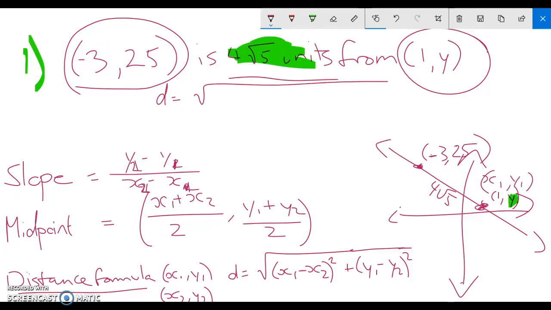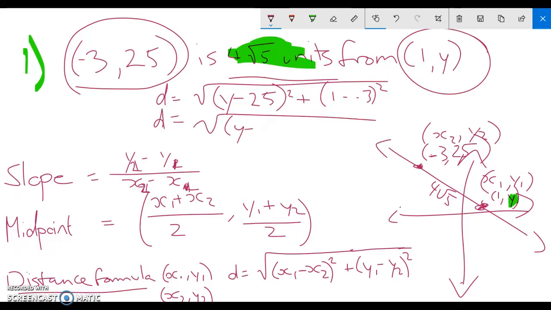Our distance is going to equal the square root of x1, so decide what you want to call x1 and y1. I'm going to call that one x2, y2. So I'm going to do y1 take y2, which is y take 25, all squared, plus x1 take x2, which is 1 take 3, all squared. That gives you the square root of (y take 25) all squared plus 4 squared. Now you know d is actually 4 root 5 in this case because you've been given the distance, so 4 root 5 equals the square root of (y take 25) all squared plus 4 squared.